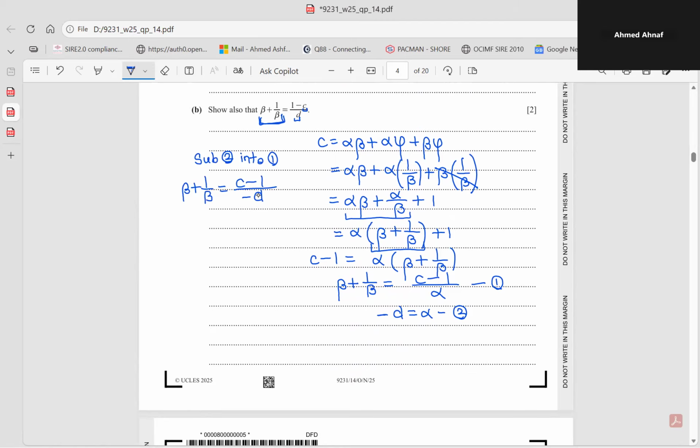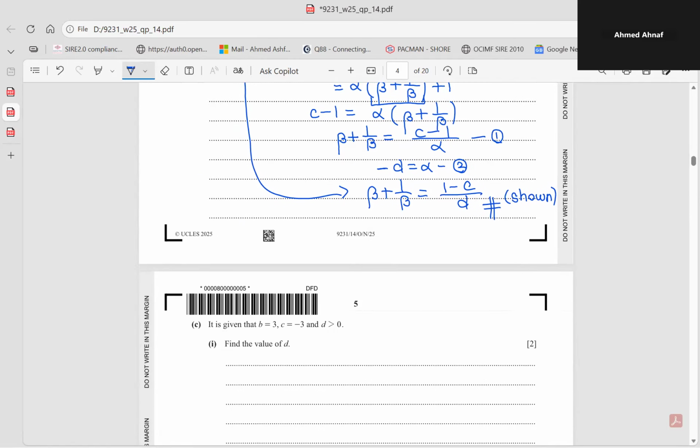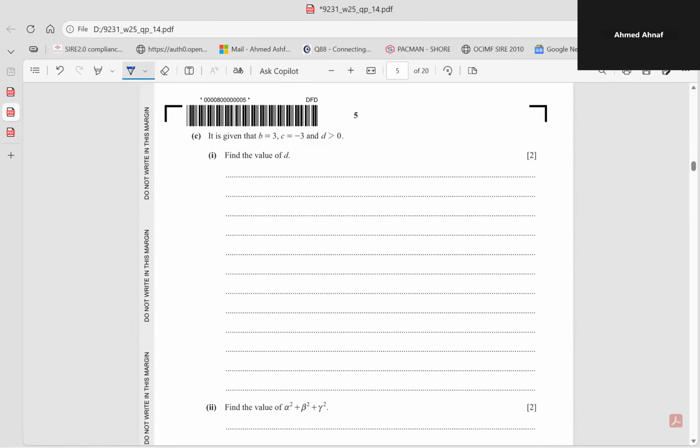And to get a final answer, we can just multiply or divide both the numerator and denominator by -1, which will eventually give us beta plus 1 over beta equals 1 minus C over D. So this is our final answer. We can write shown. Let's move on to the next part.